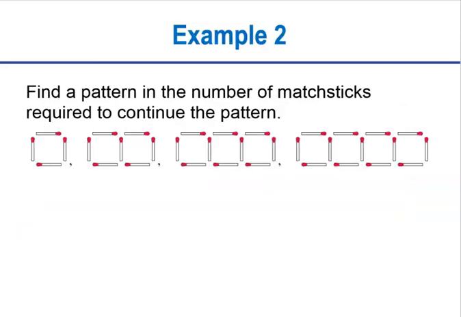Okay, so let's check out an interesting sequence. It says, find a pattern in the number of matchsticks required to continue the pattern. Okay, so the pattern in matchsticks. So this, notice it's separated by commas. So how many matchsticks do we have here? We have 4. How many do we have here? Let's count them. We had 4 to start with, and then we added 1, 2, 3. So that's 7.